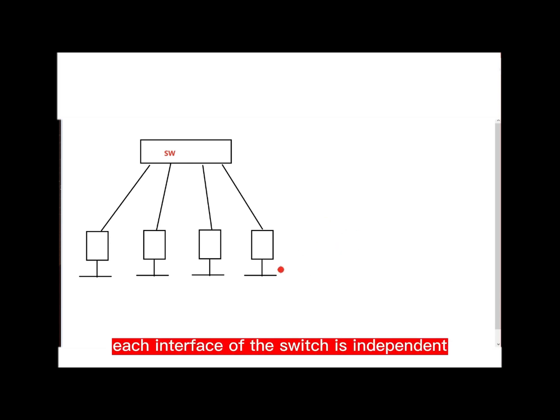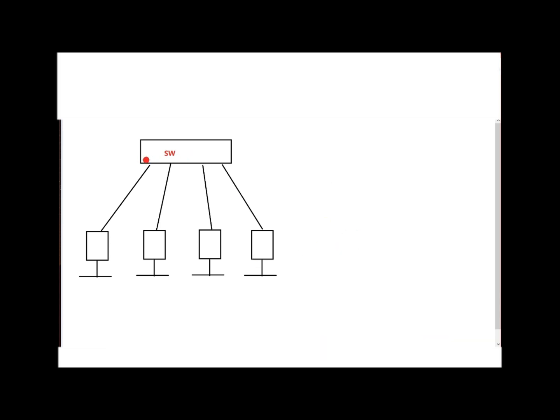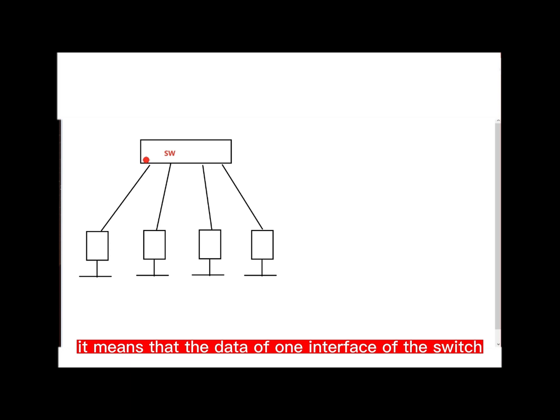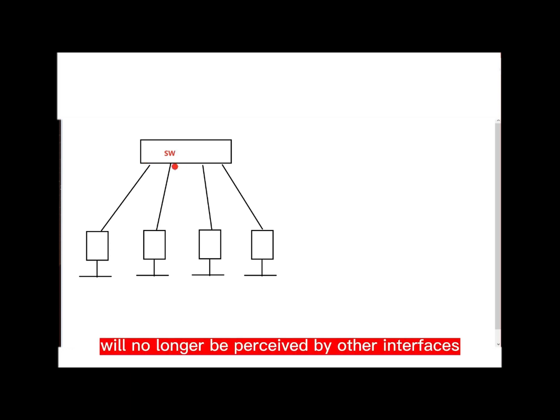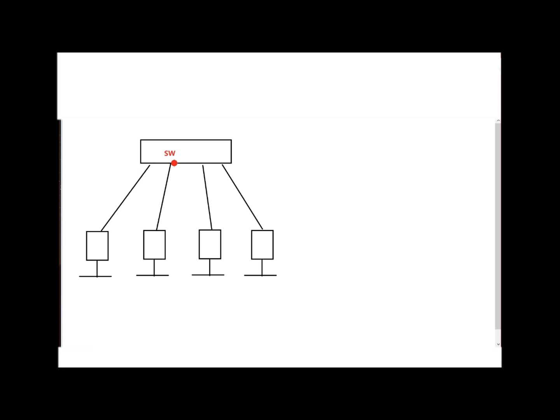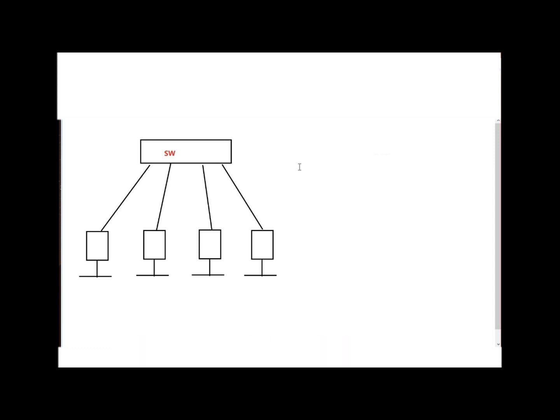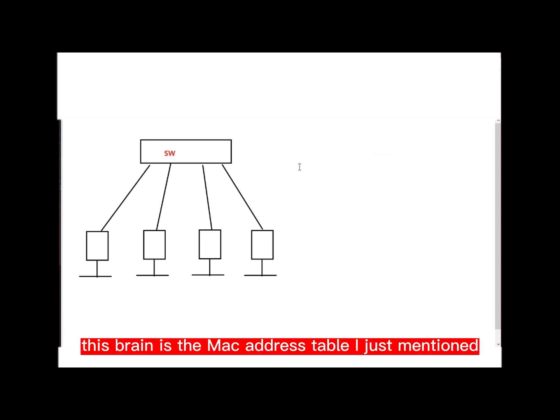Each interface of the switch is independent. Then please pay attention. Once each interface is independent, it means that the data of one interface of the switch will no longer be perceived by other interfaces. So how does it work? How to forward data? We just mentioned the MAC address table. For switches, actually, it's like a brain. This brain is the MAC address table I just mentioned.